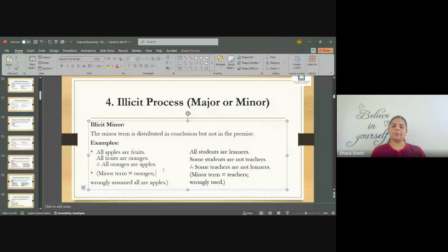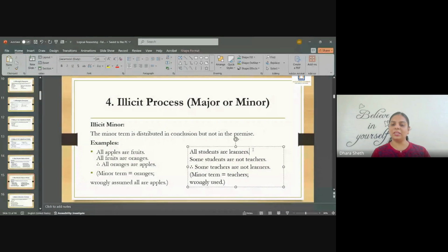Okay, now it goes. See, fruits is the middle term, so let's not count that. In the minor premise, oranges is not distributed. The minor term is not distributed. But here in the conclusion, it is distributed. Now read it again. All apples are fruits. All fruits are oranges. Therefore, all oranges are apples. Now that might not be true because apple is a subset of fruits and fruits is a subset of oranges. All oranges are apples is wrongly assumed.